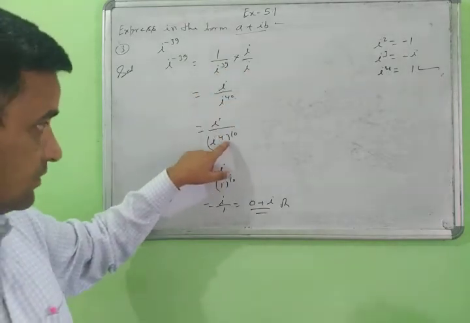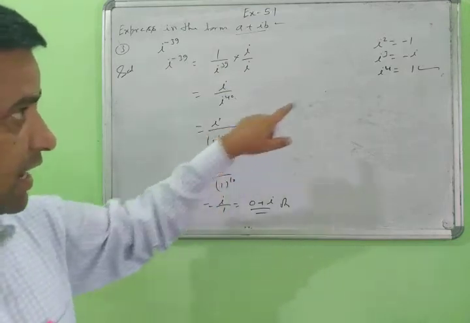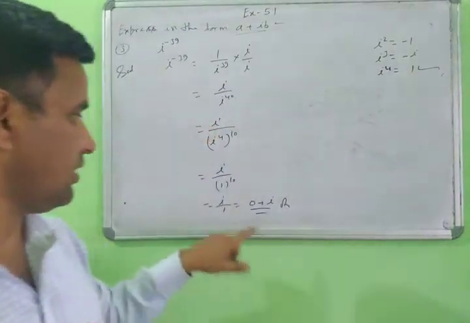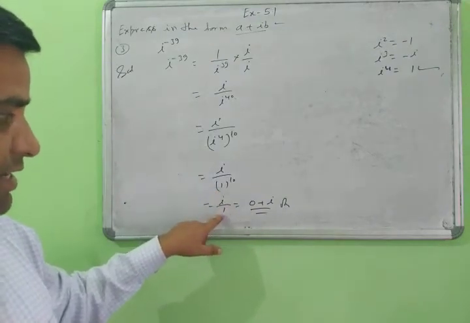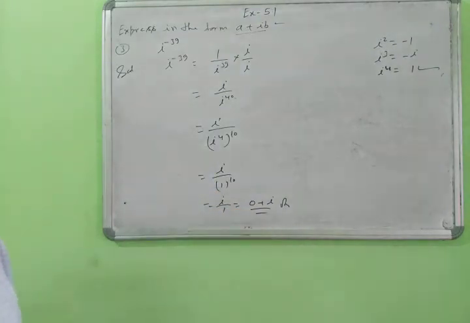Then 10 4 is 40. Our value of iota 4 is given as 1. Then 1 exponent 10 is equal to 1. Iota upon 1 means iota, which is 0 plus iota. This is your answer.